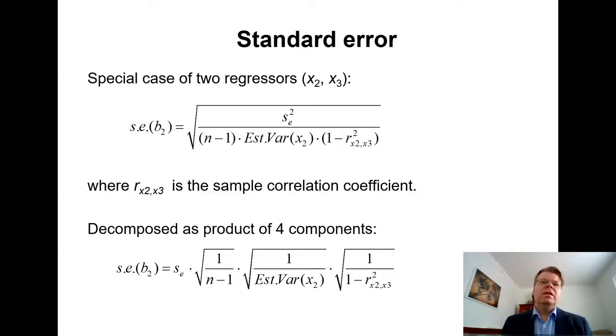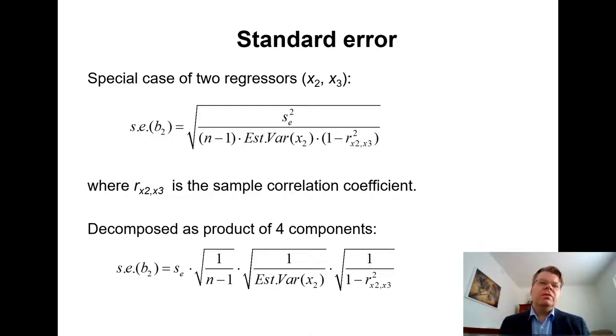Obviously it depends on how large the variance of the error term epsilon is. In some sense, how much noise there is in my data. The more noise in the data, the larger the standard errors. That's the first of the four components, and I'm thinking of the equation on the bottom. The second term in this product is the square root of 1 divided by n minus 1. So n was the number of observations in my sample.